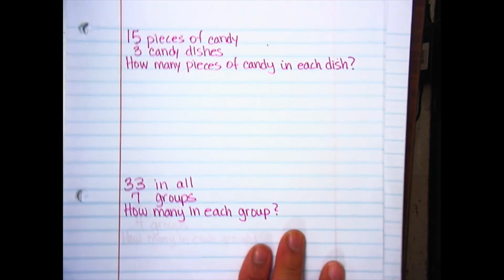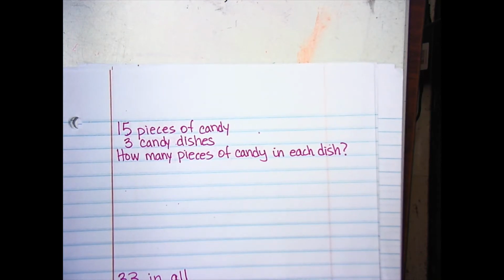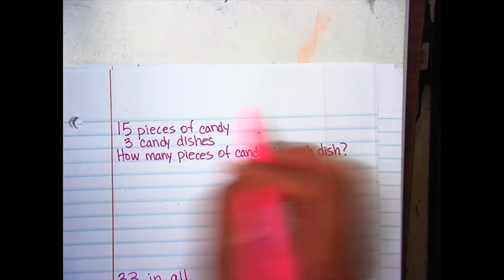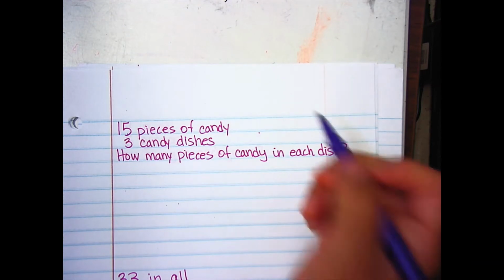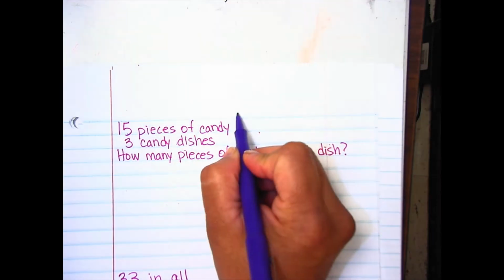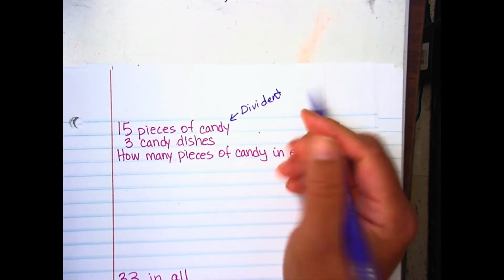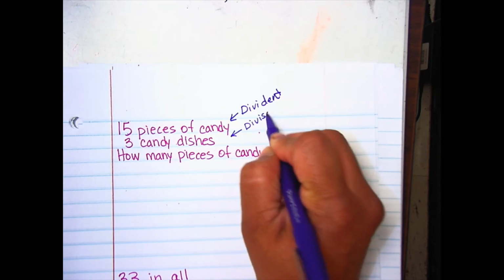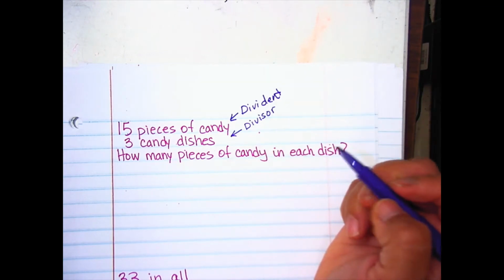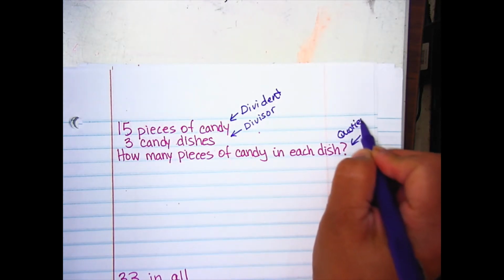So here we have 15 pieces of candy, 3 candy dishes. How many pieces of candy in each dish? So again, here you have your dividend. This is your dividend. That tells you how many you have in all. This is your divisor, the number of groups. And then what we're trying to solve for, we are looking for our quotient.